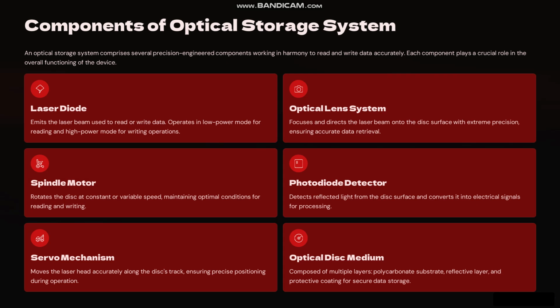And the photodiode detector, which captures the reflected light and turns it into electrical signals. And the servo mechanism, which moves the laser head smoothly along the track where we do the operations in the system. And finally, the optical disc medium. It is actually a disc which has multiple layers for protection and reflection. All these parts work together like a mini orchestra. Each one is in perfect sync for the system to function accurately.